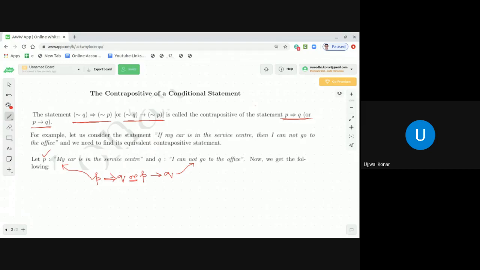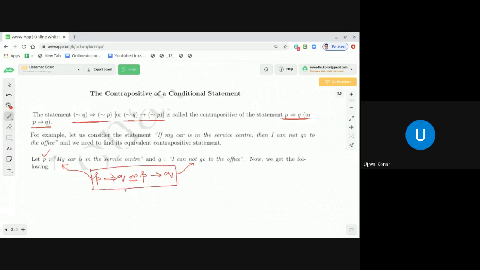So now look into this one. What are we going to discuss? We are going to discuss the contrapositive of this conditional statement. Now, according to the definition, what is the contrapositive of this conditional statement, dear students? This is our original statement. Just a minute. Let me make it in the box.